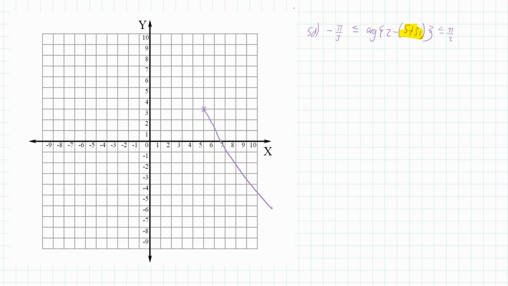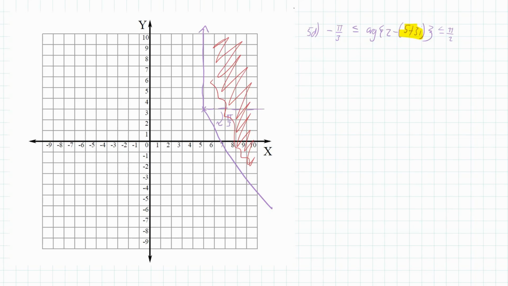Remember we're measuring our angles from this horizontal. So let's say that's pi over 3, and it's negative pi over 3. And then it's less than or equal to pi over 2. So this is pi over 2 up here. So the stuff that we're looking for, if we were to shade it, would be everything in this shaded area here. So that is 5D.